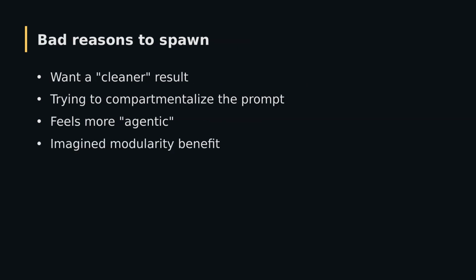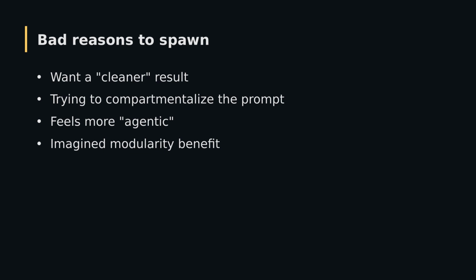Notice what's not on that list. Quality is not on the list. A subagent does not produce better answers than the main thread. It runs the same model. Memory is not on the list. Subagents start cold every time. Modularity is not on the list. That's a Python pattern, not a model pattern.